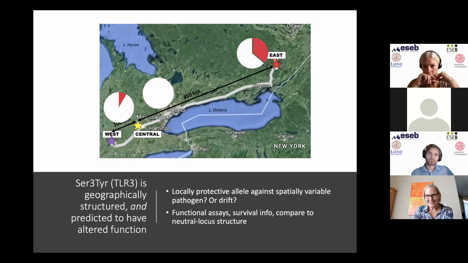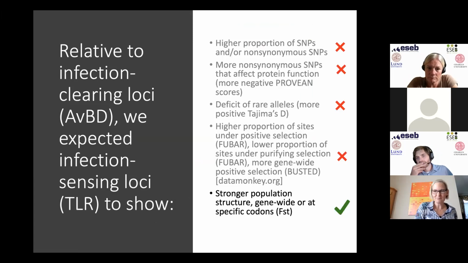I'd be hesitant to hang my hat on that. We would want to do functional assays or collect survival information, and certainly compare this pattern to a neutral locus like microsatellite genetic structure, just to rule out alternative explanations like genetic drift. But at least some evidence that population structure is stronger at some toll-like receptor loci than at infection clearing loci.